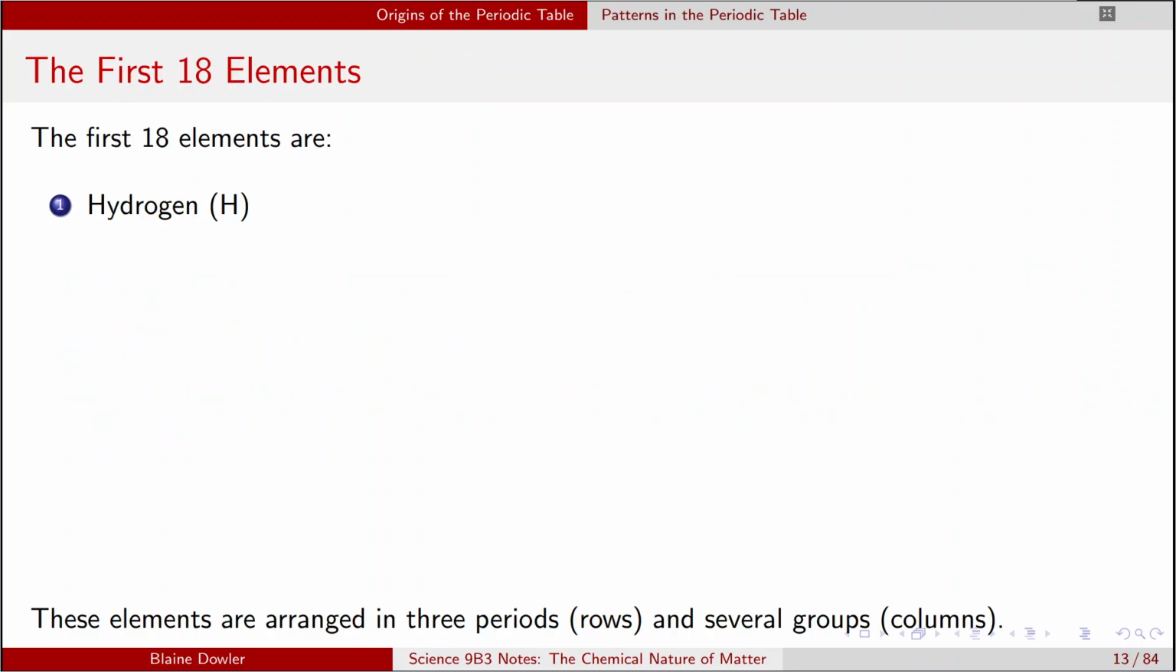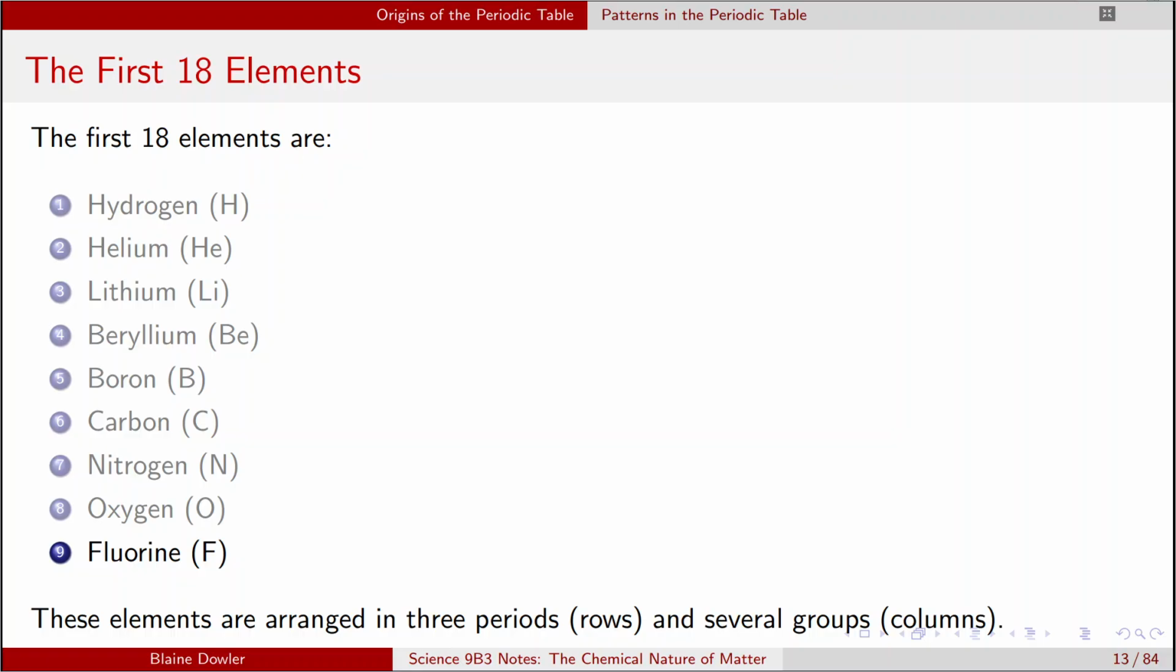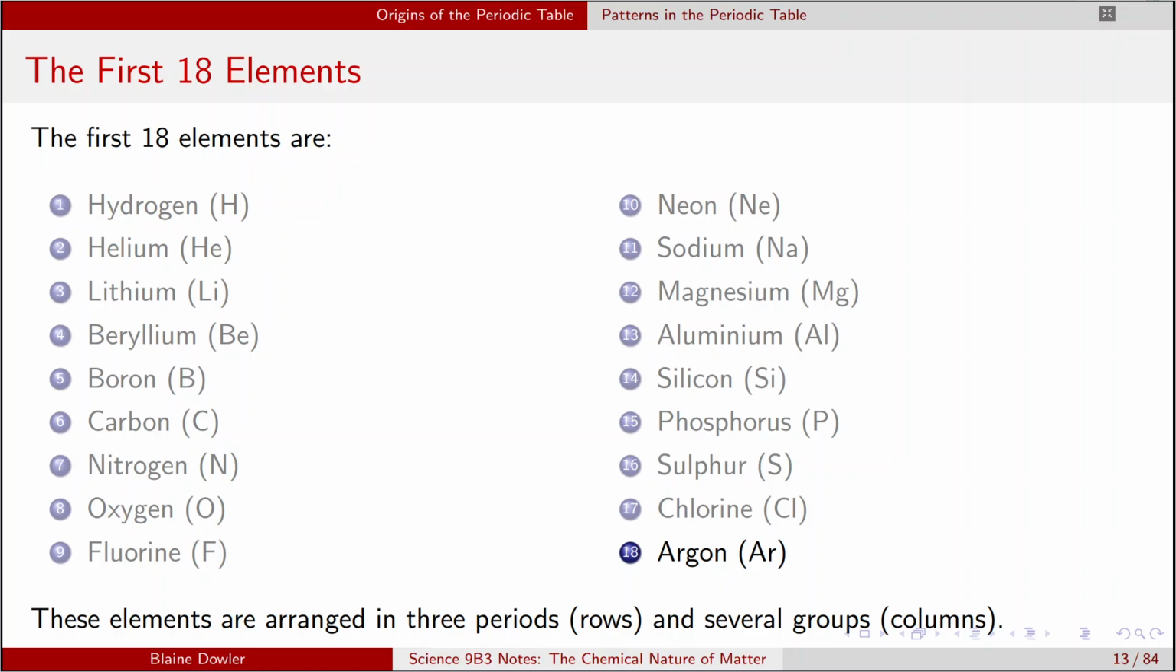Our first 18 elements are hydrogen, helium, lithium, beryllium, boron, carbon, nitrogen, oxygen, fluorine, neon, sodium, magnesium, aluminum, silicon, phosphorus, sulfur, chlorine, and argon.